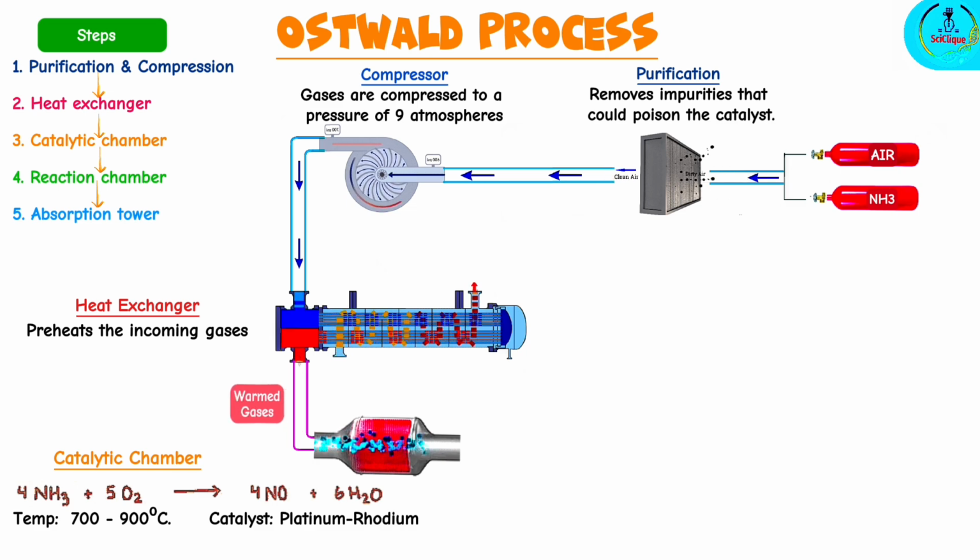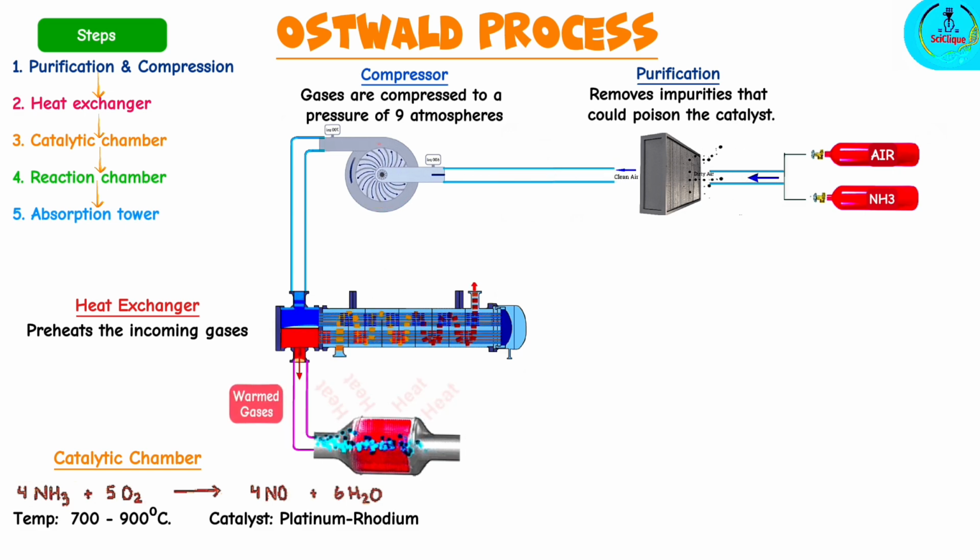So what the catalyst does is that it provides a surface for the reaction of ammonia and oxygen. Now, would this reaction have occurred without a catalyst? Yes, it can occur under normal conditions, but the reaction is very slow. So the catalyst speeds it up without being consumed.